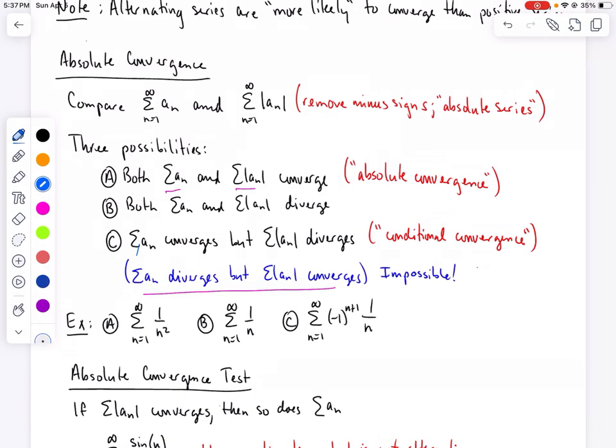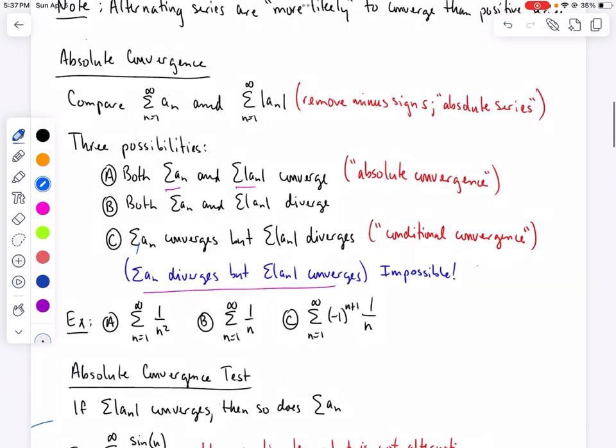Now let's look at a couple of examples here. First one is the summation of 1 over n squared, n equals 1 to infinity. This is a series with positive terms, and we note that 1 over n squared is a p series and it converges because p is greater than 1, it is equal to 2. Next one, the summation of 1 over n, this is a harmonic series, so this diverges.